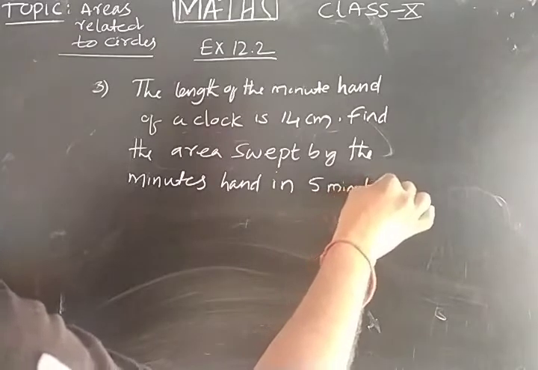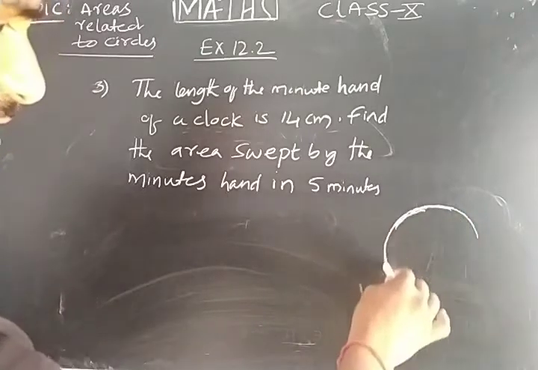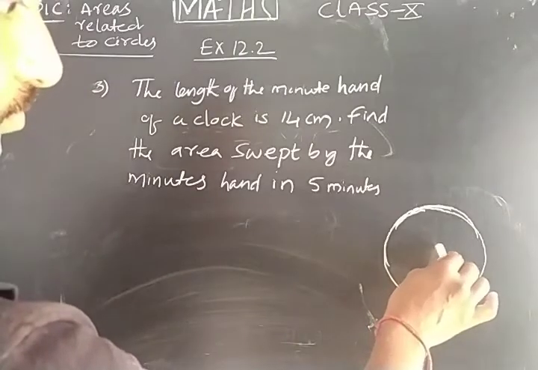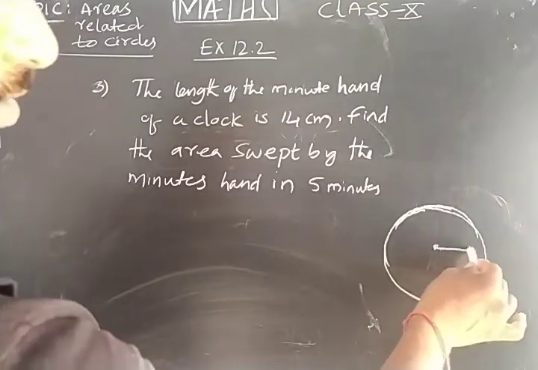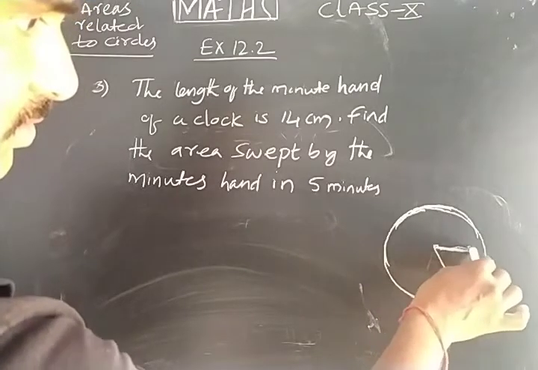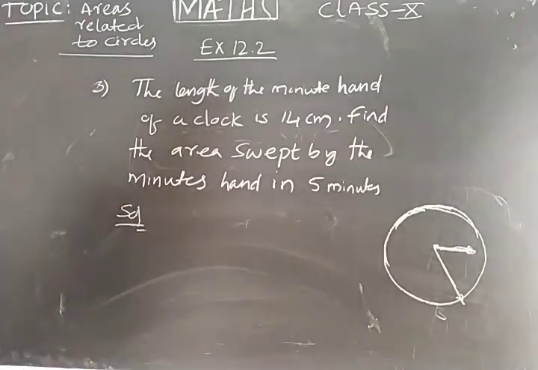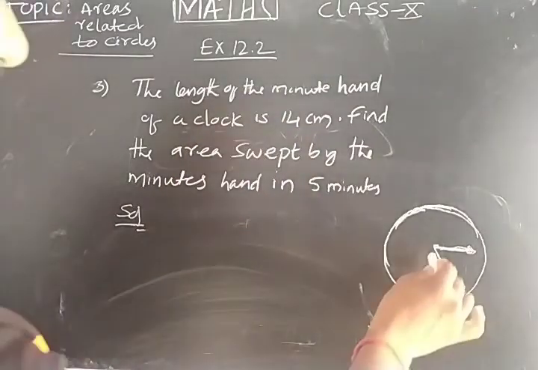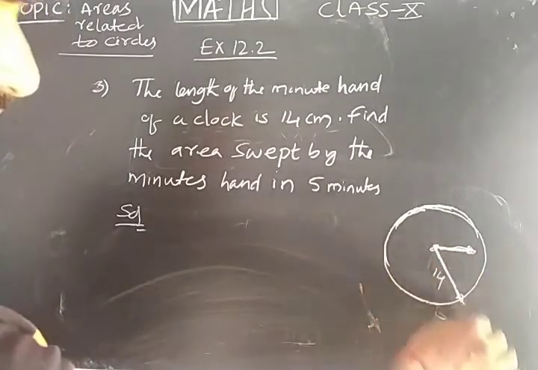Right? Suppose I am taking a wall clock. I am taking the clock as a circle. Suppose this is the hours hand and this is the minutes hand. See in the figure. First you write what is the given information. The length of the minute hand is 14 centimeters. So the length of the minute hand means this one is 14 centimeters. So can I consider this as a radius, right?